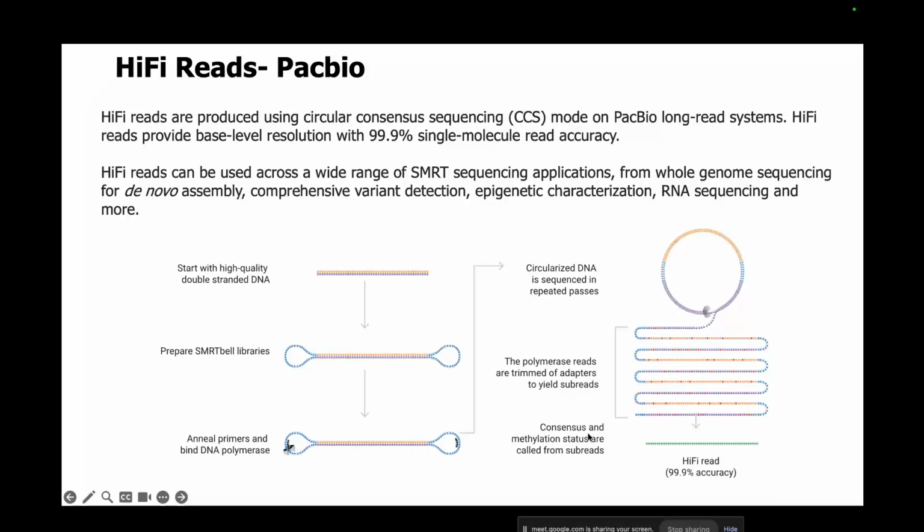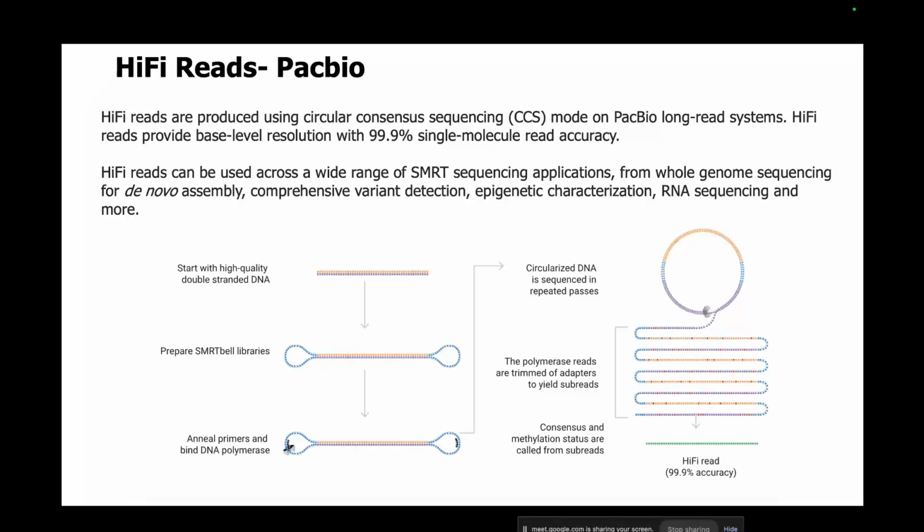And the consensus and the methylation status, we are not going to go into those details, but using this kind of circularized DNA helps you get rid of PCR bias, and is also good for very high accuracy of the reads as well.